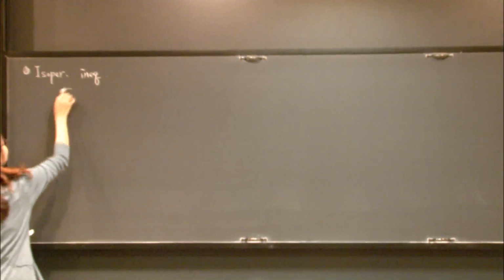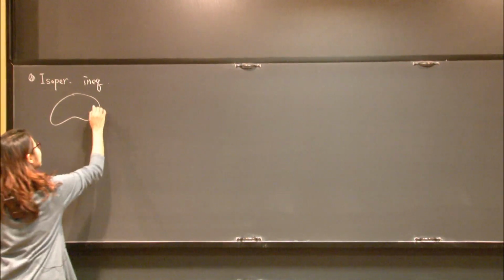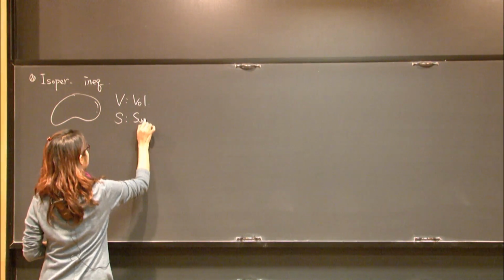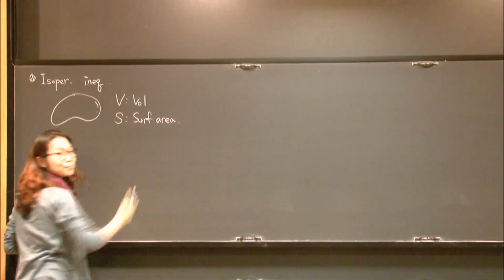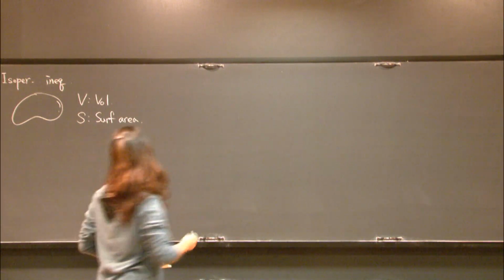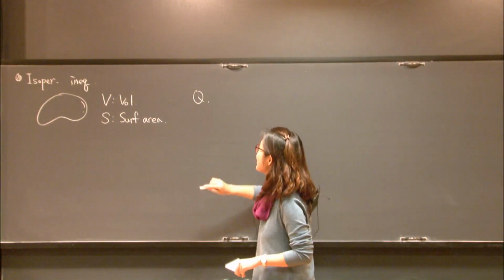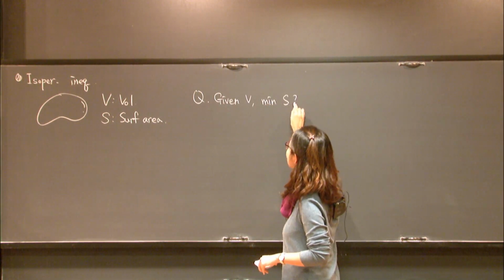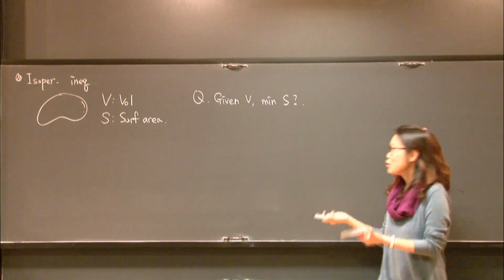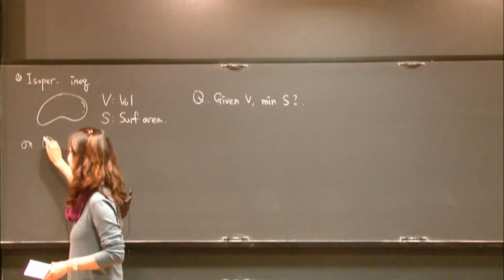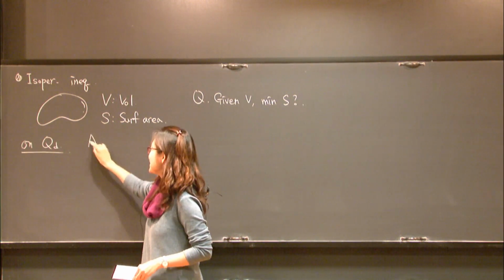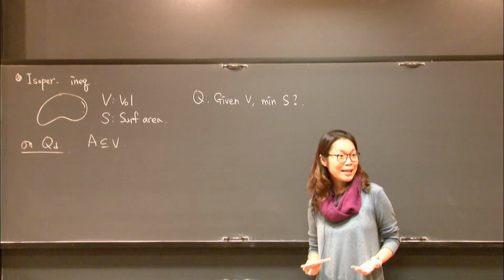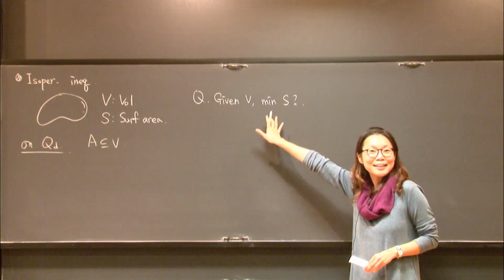So let's say we have a geometric object in general, and let's say V is its volume and S is its surface area. Then we can ask a question like this: given the volume V, what's the minimum surface area? Right? And we ask this question on Q_d. So again, A is a subset of V. Then the volume of A is just the cardinality of A, but how do we define the surface area of A? You know, this is a graph.